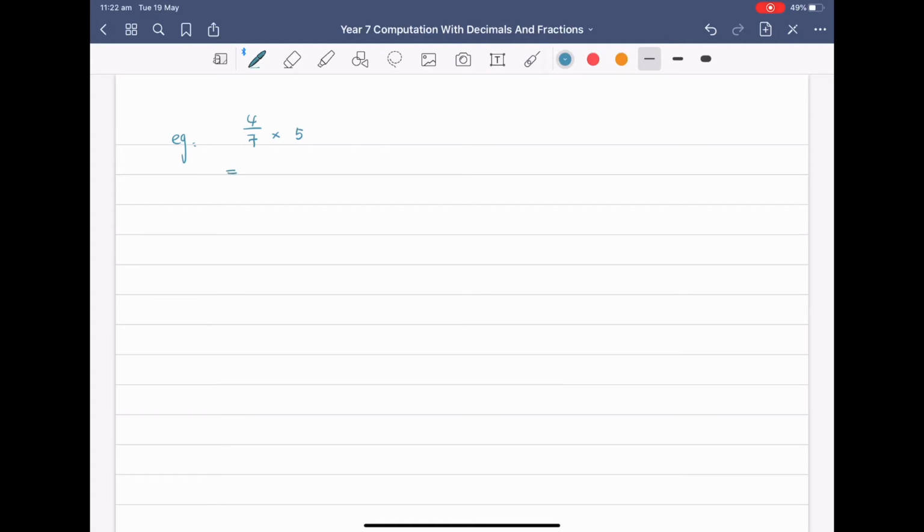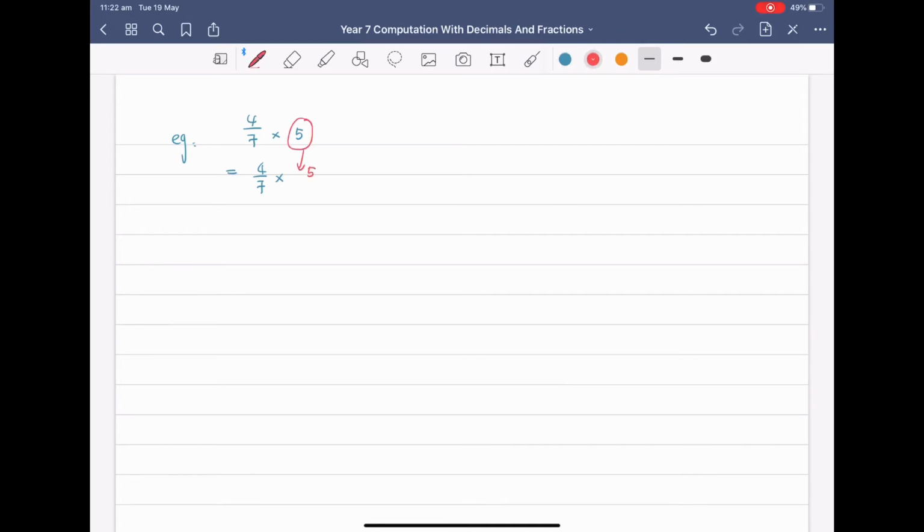Usually, I have a shortcut. The shortcut is you simply times the 5 to the 4. But why do you times the 5 to the 4? The reason is that a whole number can be written as a fraction with a denominator of 1. So what you need to do is try to turn this number into a fraction.